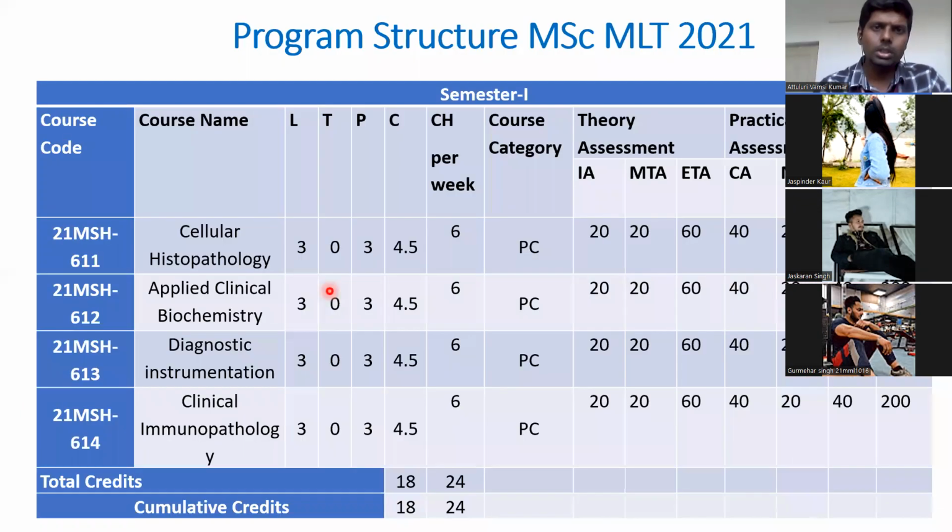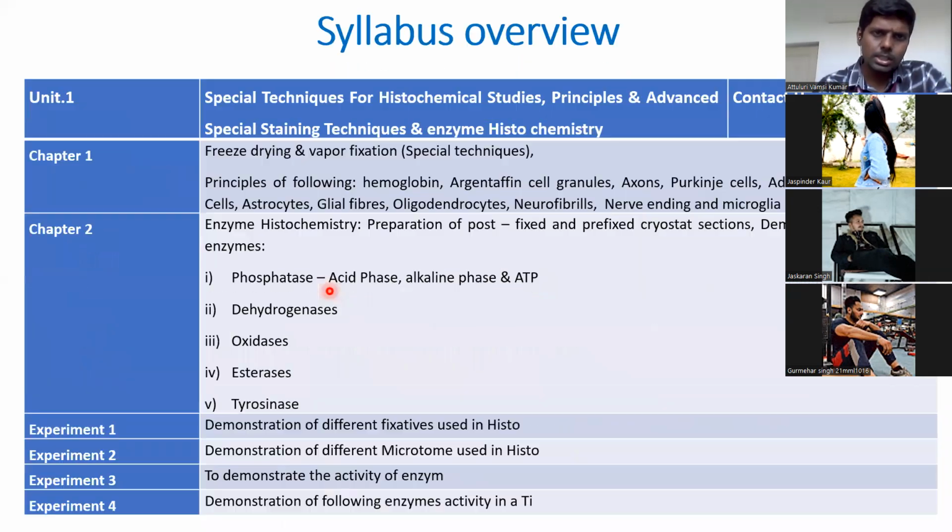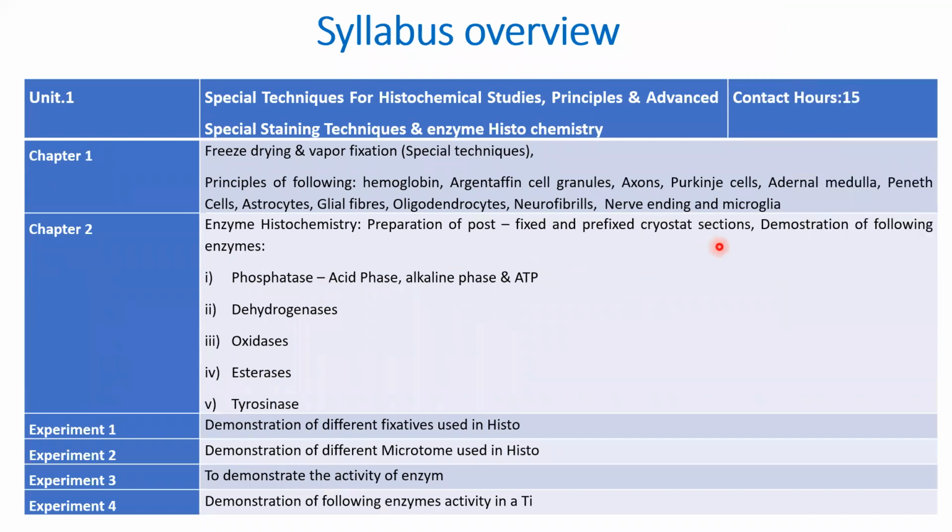So let us go to the syllabus. In the syllabus, students, they have directly given us the topics. In enzyme histochemistry, they list basic fixation, then cryo fixation. Then they go directly to the demonstration of various enzymes: demonstration of phosphatases, which can be acid phosphatase, alkaline phosphatase, or adenosine triphosphatases; then demonstration of dehydrogenases in the tissue, and demonstration of oxidases, esterases, and tyrosinases within the tissues.